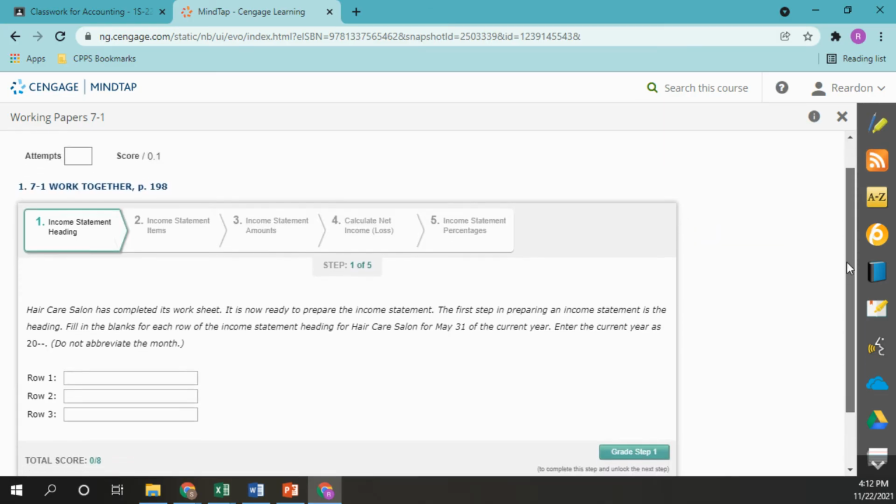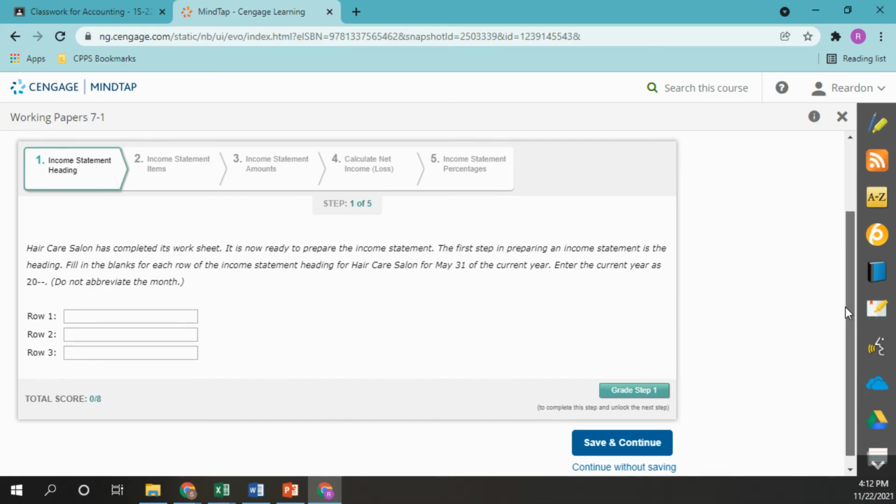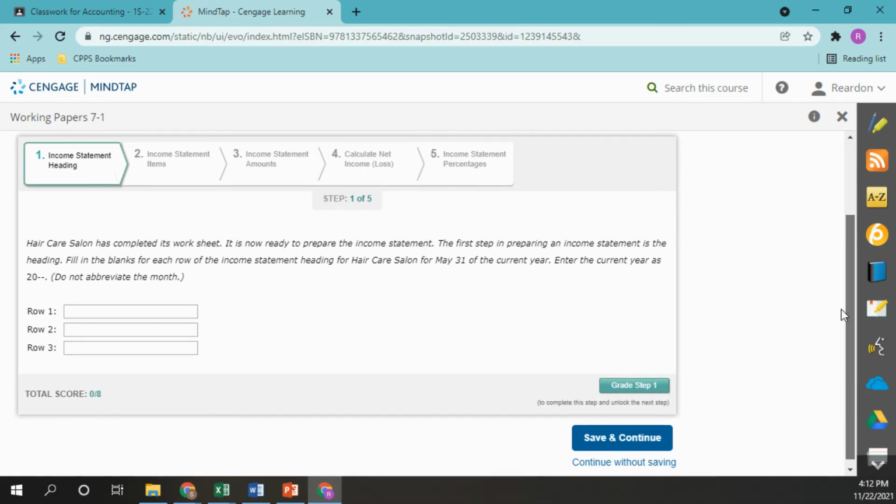And here we have Hair Care Salon. It's completed its worksheet, is now ready to prepare the income statement. The first step in preparing an income statement is the heading. Fill in the blanks for each row of the income statement heading for Hair Care Salon for May 31 of the current year. Enter the current year as 20, blah, blah, blah. Do not abbreviate the month.